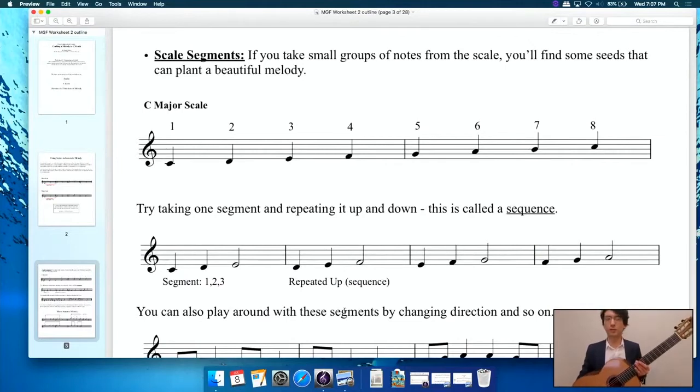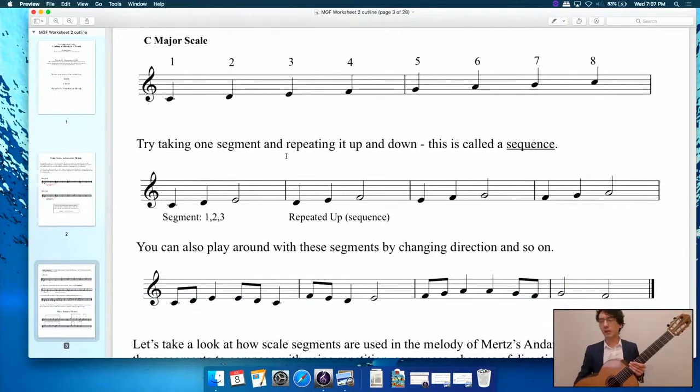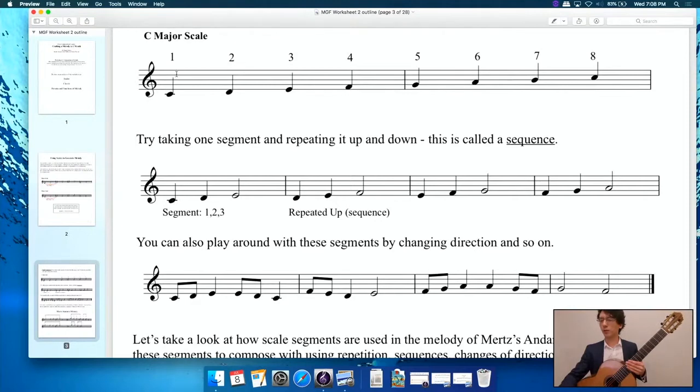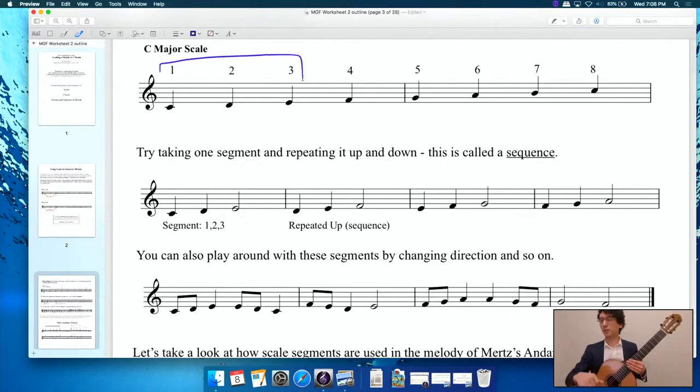So how can we use scales to compose, to generate melody? We can use something called a scale segment. We can take very small segments or portions of a scale, little groups, and they can plant the seeds to grow into a beautiful melody. If you simply assign a number to each note of your scale, as a first step, then you'll be able to create segments by taking different numbers of the scale. So here I've taken segment 1, 2, 3. Just the first three notes of the scale, a very basic segment.